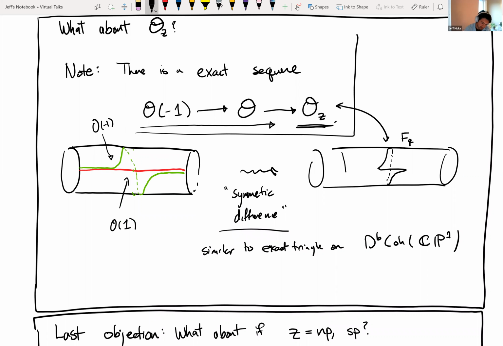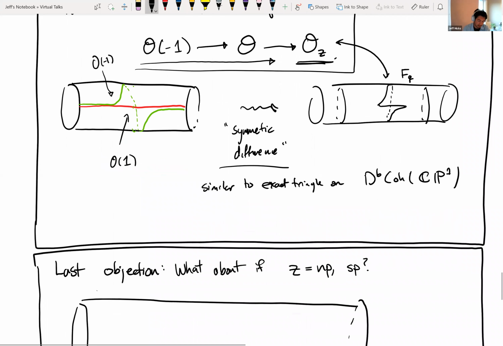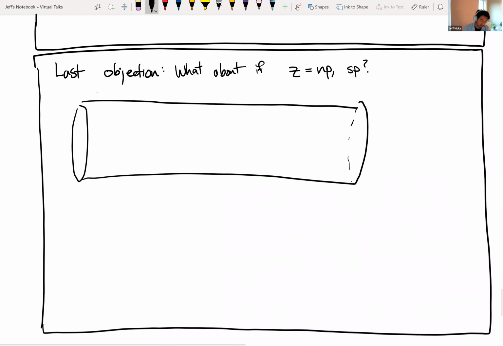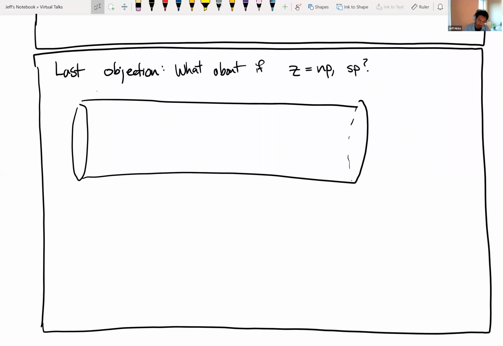So that gets us most of the points of CP1. There are 2 points which don't show up as SYZ fibers, which are the points above the North Pole and South Pole. So the last objection that you might have is, well, how do you construct the mirror to the point that lives above the North Pole or the South Pole?